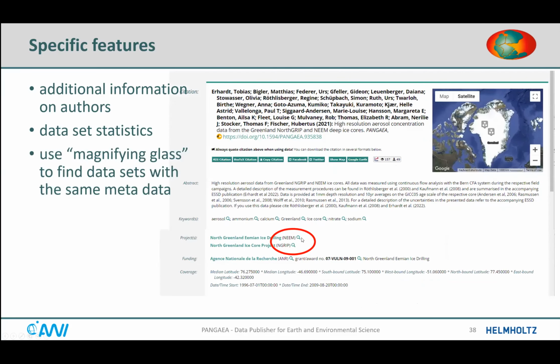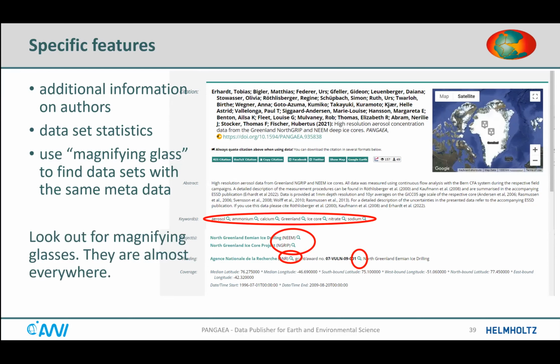If you pay attention, you can see that there are little magnifying glasses everywhere. These magnifying glasses appear next to keywords. For example, here the name of the project, North Greenland Eemian ice drilling, there is a little magnifying glass, and if you click on it, you get a list of all the data sets that are related to this specific project. Once you know the magnifying glasses are there, you look out for them, and you see that they're almost everywhere on the PANGAEA page. So it gives you another search feature for finding what you want.